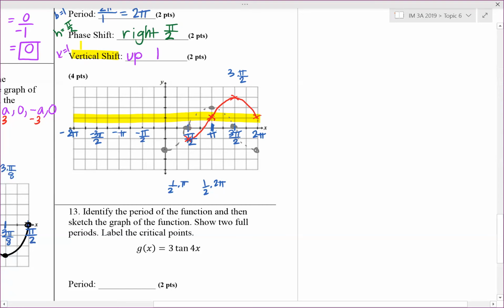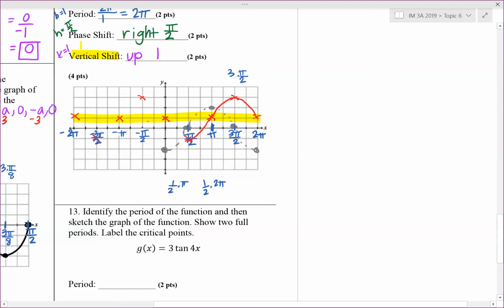So since I have a minimum here, I know my next point is going to be on the midline. Okay. Since that was a minimum, I know my next point is going to be a maximum, then back on the midline, then a minimum, and then back on the midline.